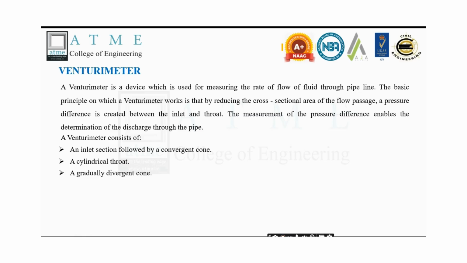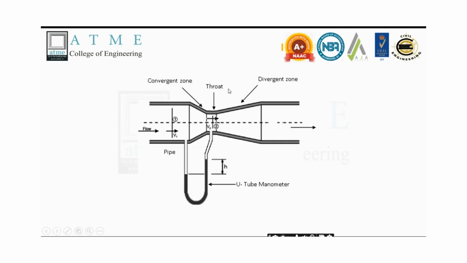A Venturimeter consists of an inlet section which is followed by a convergent cone, a cylindrical throat, and a gradually divergent cone. So this is the representation of the Venturimeter. This is the convergent zone, this is the throat part, and this is the divergent zone. A U-tube manometer will be connected at the convergent zone and at the throat point. So this is the flow direction.